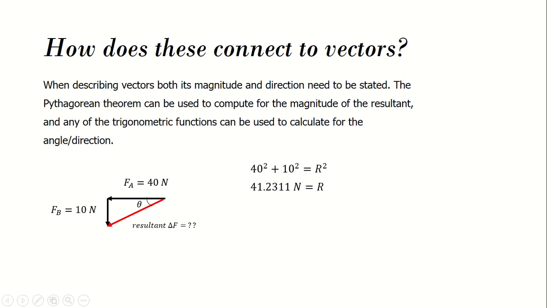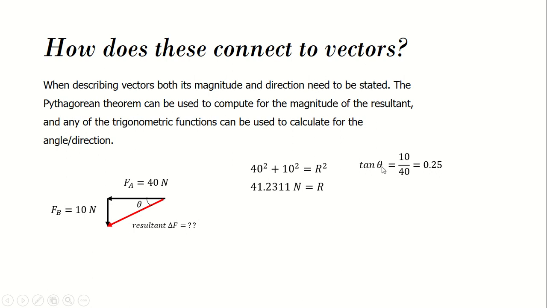If I want to get the direction of the resultant, I can compute for the angle. Let me use the tangent function here, but you can use the sine and the cosine if you want to. For me, it would be easier to use the tangent function. So tangent is opposite, that's 10, over adjacent, that's 40. So 10 over 40 is 0.25. That's the value of my tangent function, not my theta here.